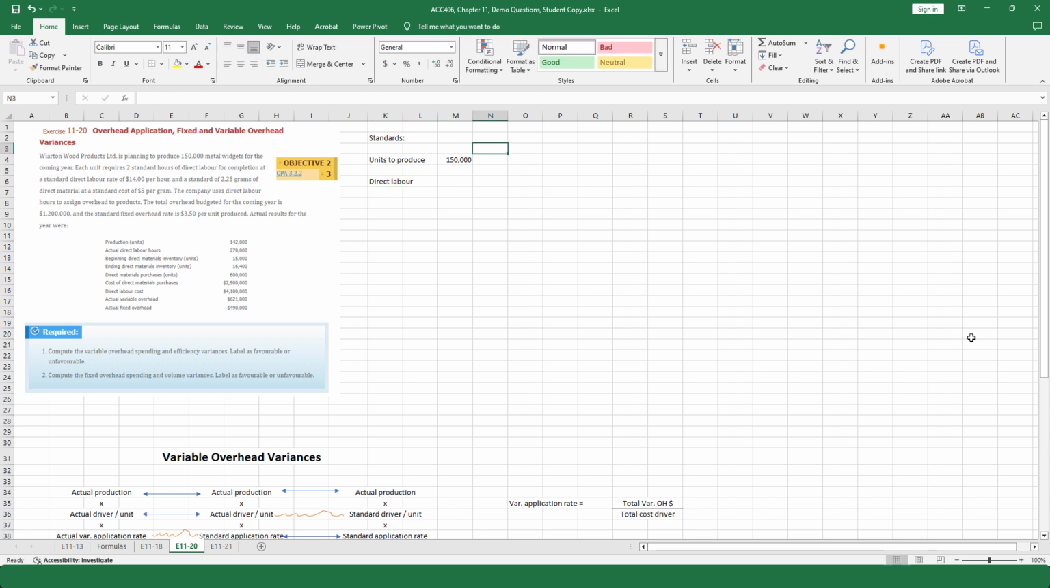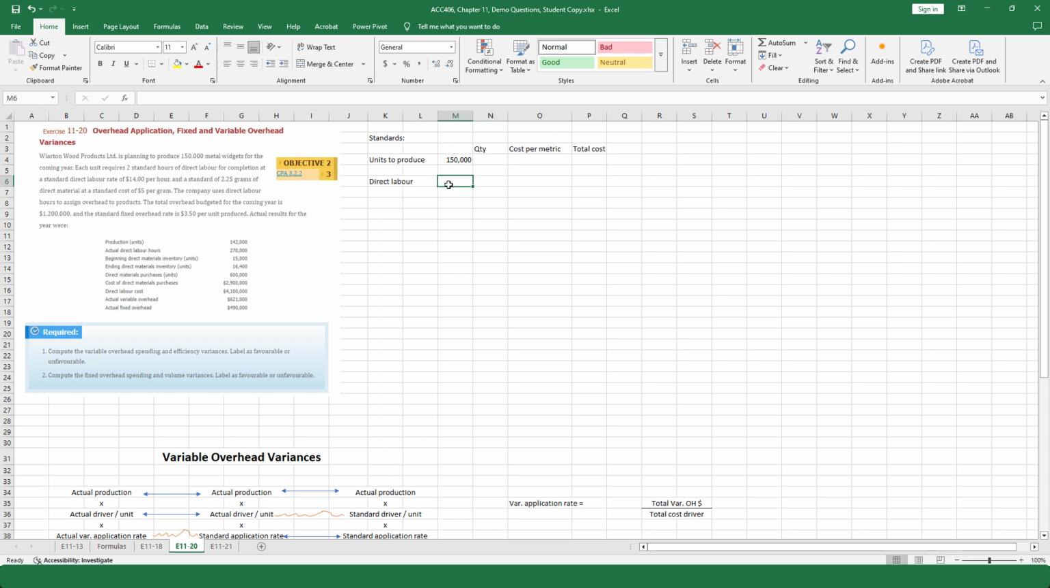And I want the quantity per unit. And then I want the cost per metric, because it could be hours, it could be kilograms, it could be grams. I don't know what it is, but it's cost per metric. And then I'm going to do total cost. So it tells me they require 2 standard hours, so the quantity is 2, and that the standard direct labor rate is $14 per hour. So the total cost can be calculated. There we go, $28. Now, I know I said I was going to ignore that, but I'm going to put it down because I might need it.